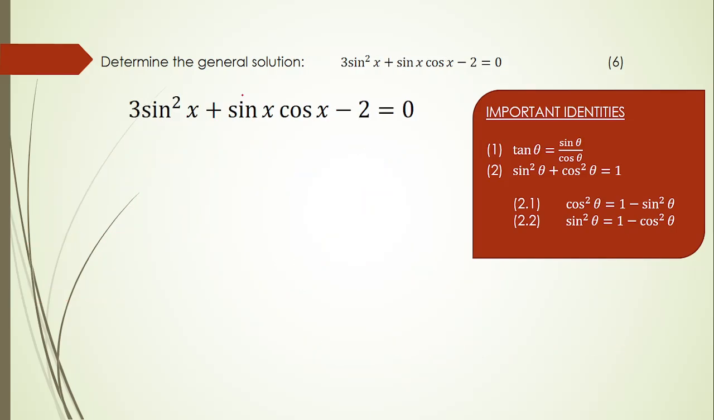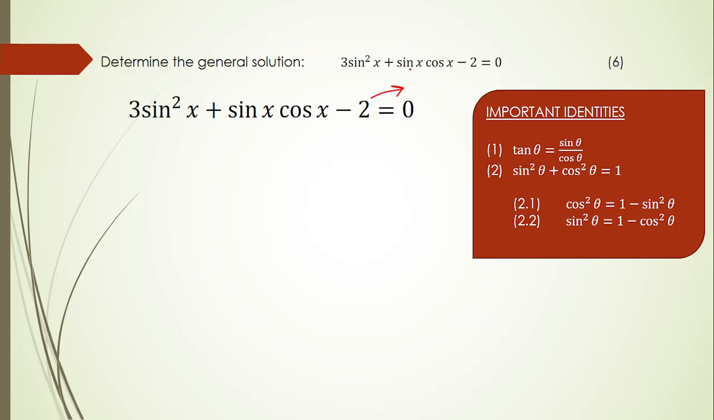Hey guys, let's look at this last one. So I'm seeing that if I'm trying to make everything the same variable, there's a chance that I could probably try and make this sine squared x into 1 minus cos squared x, but then I've still got this double variable going on here.